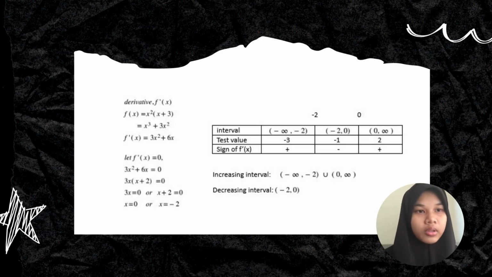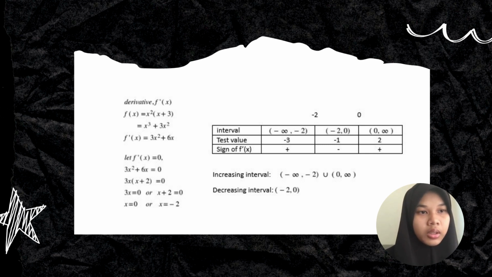Then, we need to find the first derivative, f prime x, and we will get 3x squared plus 6x. The next step is to set the first derivative function equal to 0 to find the critical values. Then we will get x equal to 0 and x equal to -2. Then we make a first derivative table with the intervals -∞ to -2, -2 to 0, and 0 to infinity, and test values in f prime x so we can know the sign.